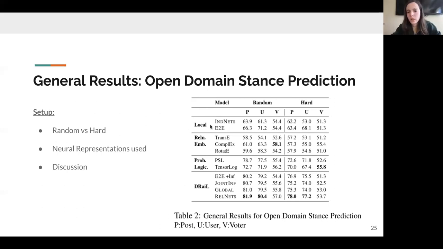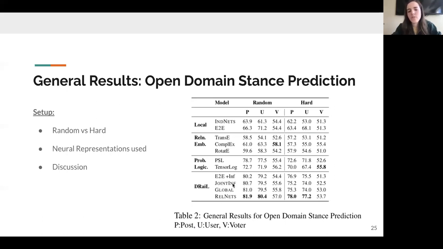Then here, the models: local means the ones where I just used a neural net to predict, no inference at all. The relational embedding is this kind of graph embedding type of work that puts these things in a graph and then learns to embed them. Then the probabilistic logics: PSL is purely symbolic, TensorLog is neural-symbolic, and then DRaiL is my framework.